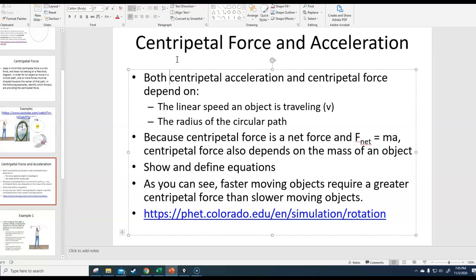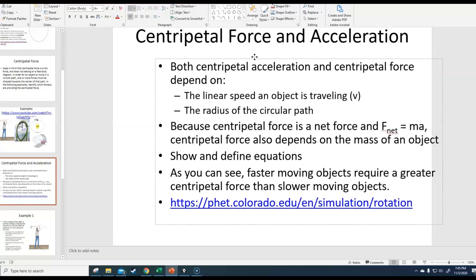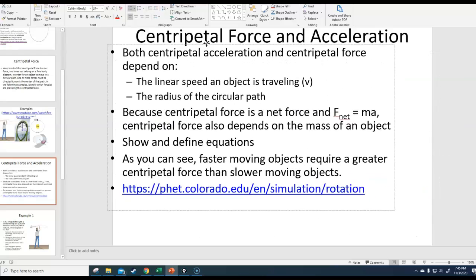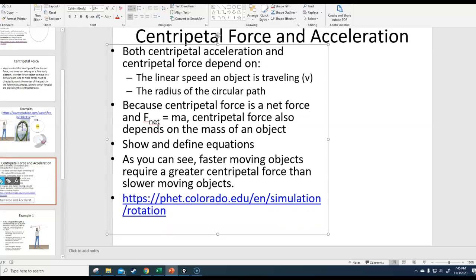Okay, so pause it there and make sure you add that to your notes. Okay, so now let's look at equations for centripetal force and centripetal acceleration. Both of these equations look very similar. The equations are both very easy, and so here they are. The equation for centripetal acceleration looks like this. We write AC for centripetal acceleration. Remember, the direction of that is always towards the center of the circle.